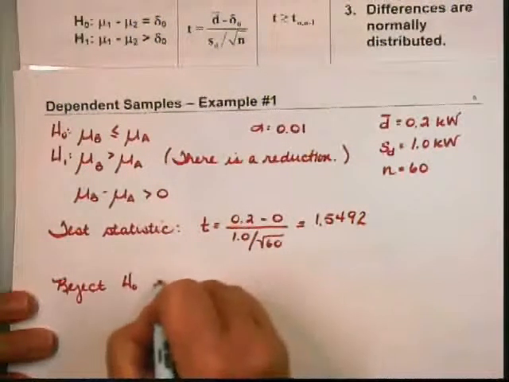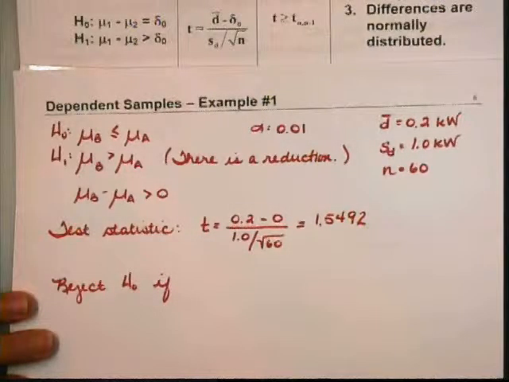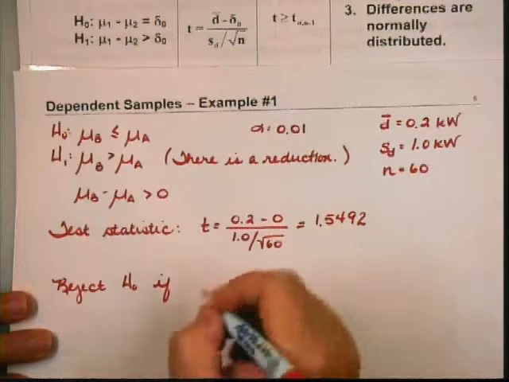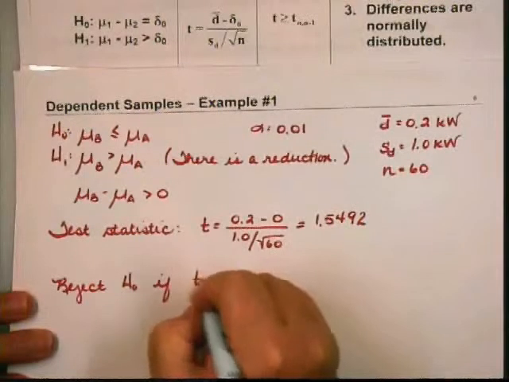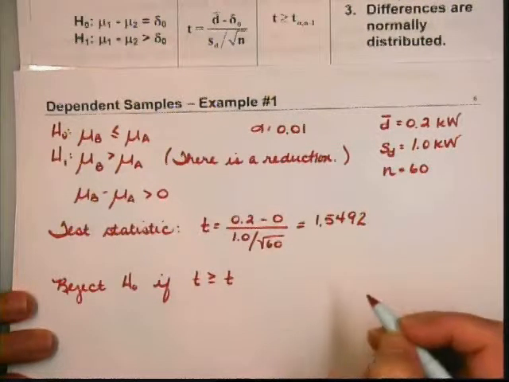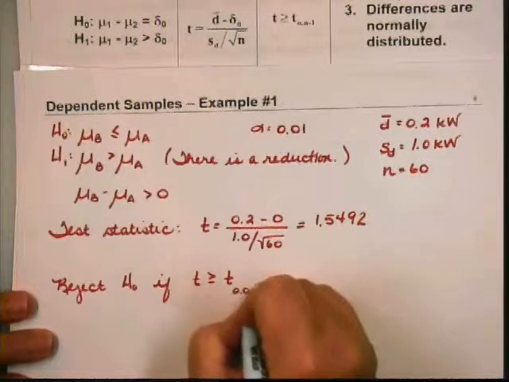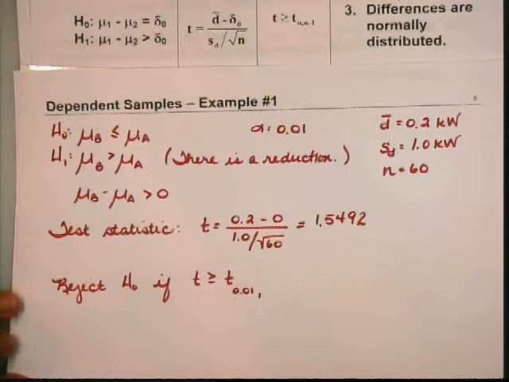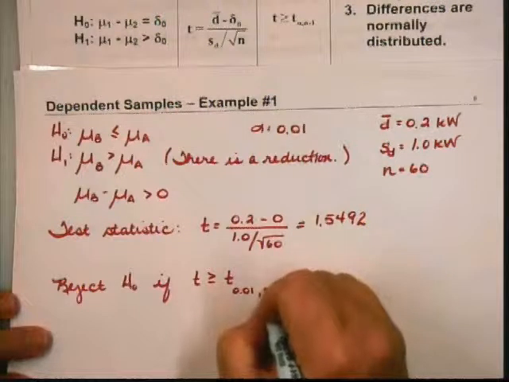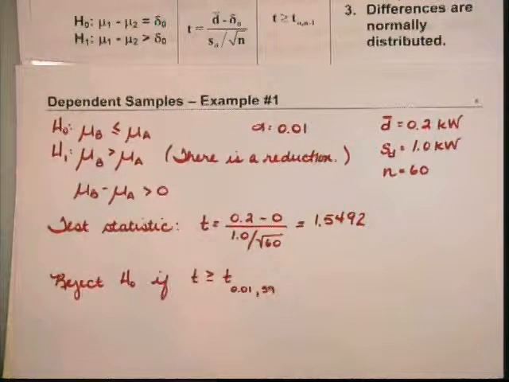We're going to reject the null hypothesis if what happens? If t is large, if t is greater than or equal to a t determined by what? Right-hand area, 0.01, and how many degrees of freedom? 59. Now with this textbook, if we go to the table, there is no 59 degrees of freedom. I'll just go over to the 0.01 column.